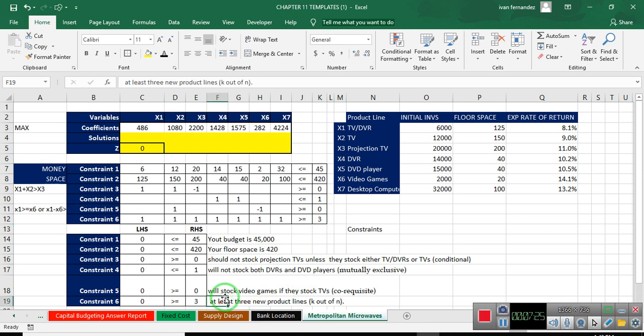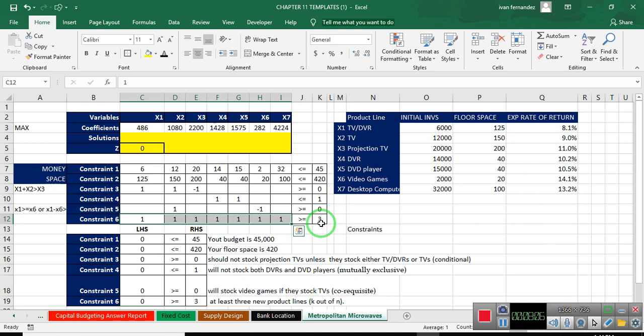And the last one, this one's actually pretty simple. At least 3 new products need to be introduced in the market. So that means if you enter a 1 across here, right? And then as this turns to zeros or ones, Solver knows now that it must have at least 3 of these products. It cannot have 2. That's why the sum of them is greater or equal to 3.